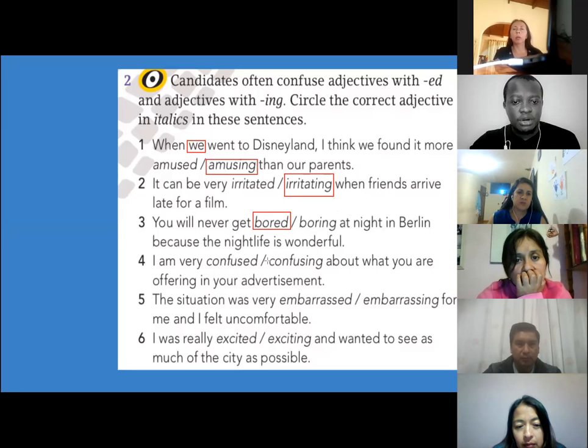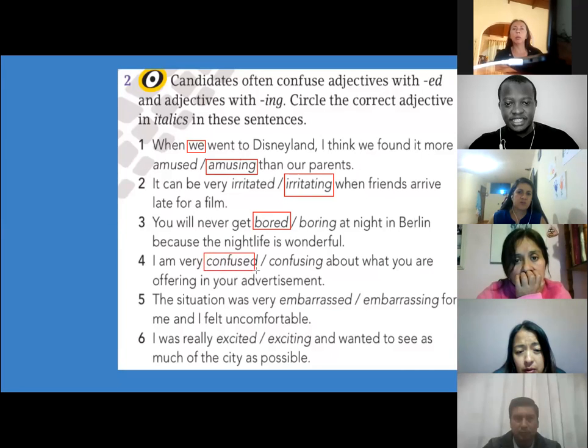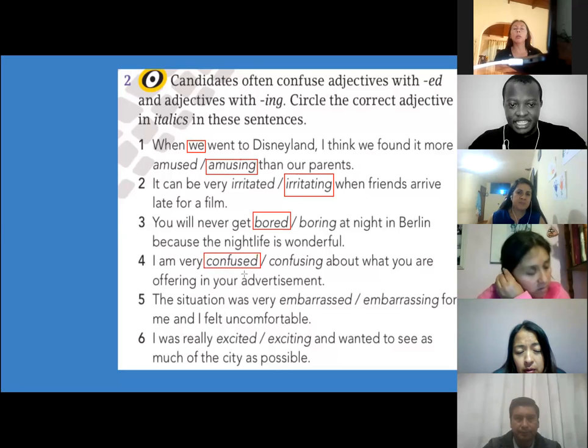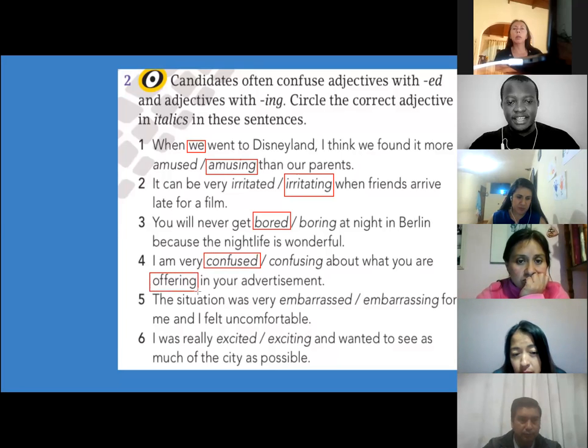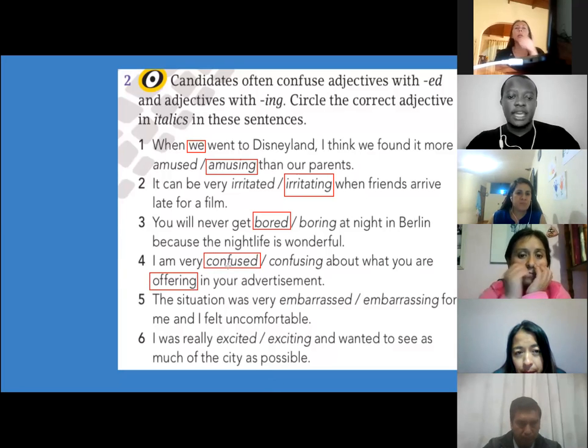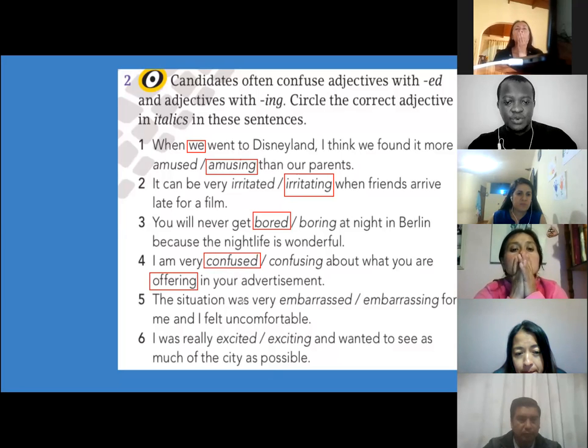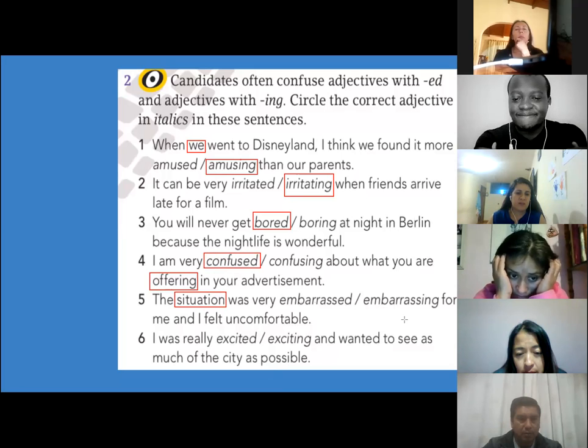Number 4, I'm very confused or confusing about what you are offering in your advertisement. I am very confused. And what is the cause of this feeling? The offer in the advertisement is causing the feeling of being confused. Okay, we continue. The situation was very embarrassed or embarrassing for me, and I felt uncomfortable. Embarrassing.